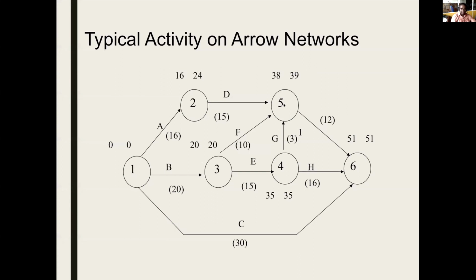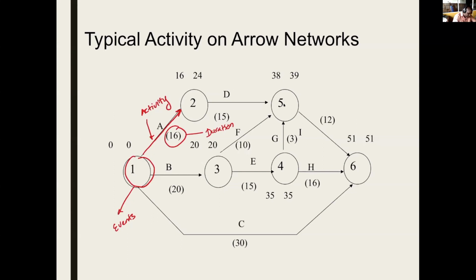This is an example that we have worked out. This was the activity. Arrow was the activity. We call these events. And this was the duration of that particular activity. And with the relationships, we drew this diagram and solved this diagram. That is what we did last time.